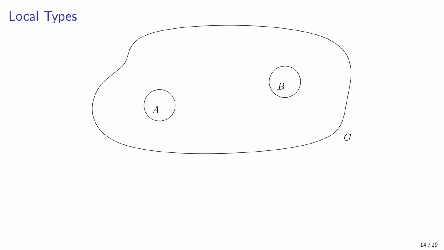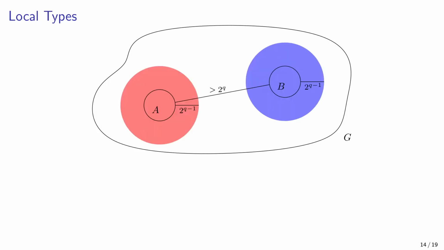In order to guard our formula, we will need a lemma about local types. I won't give you the precise statement, but I will explain using this picture. So let's say you have a graph G and you have two sets inside, A and B, and they have a large distance from each other. So distance bigger than 2 to the q. So what does this mean? If we take a look at the 2 to the q minus 1 neighborhoods of those sets, they don't touch.